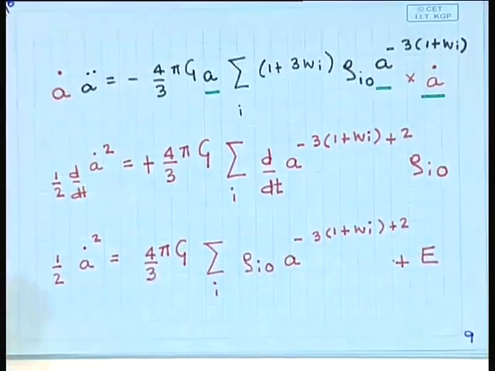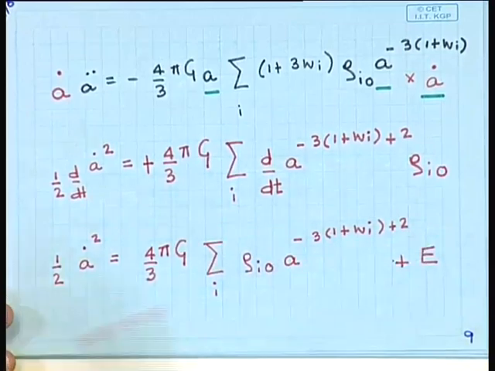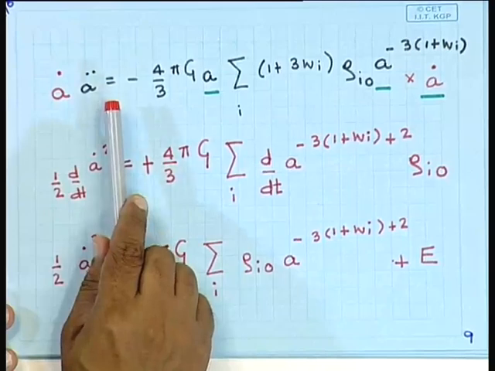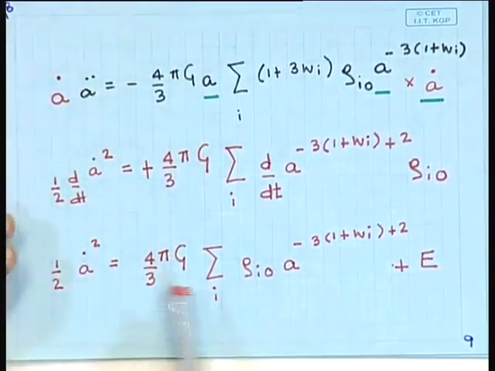So, in a fashion exactly analogous to what we had done earlier when there was no pressure, we have proceeded in exactly the same way, and we have integrated the second order differential equation for the scale factor and obtained a first order differential equation for the scale factor. Now, let us consider this equation. This is the equation that we obtain by integrating this equation once. This is a first order differential equation.